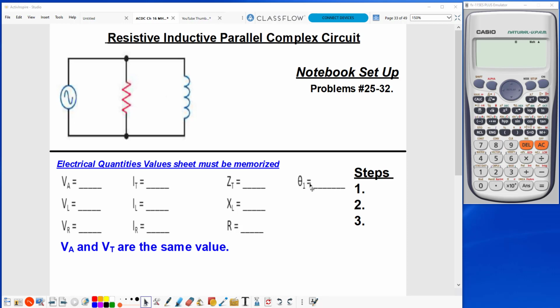I also highly encourage you, as you're setting up your notebook, to leave space to write the steps that we take to solve the circuit, because you need to work and rework these circuits several times, and if you get stuck anywhere along the way, you can look at the steps and see what the next step should be. And this is the way we would set our notebook up for problems 25 through 32. So let me go to problem 29.